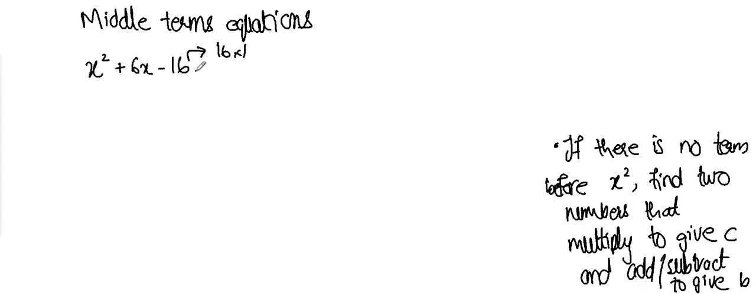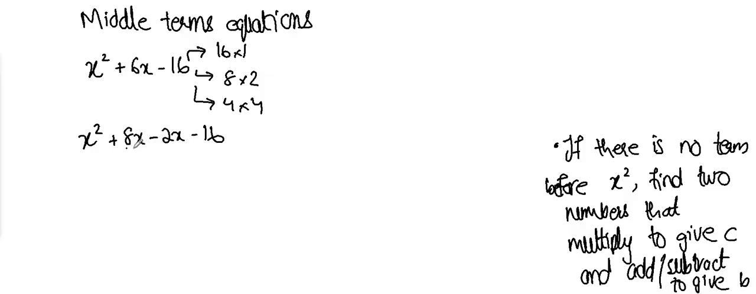16 times 1, 8 times 2, 4 times 4. Anything else? No, right? Now, out of all of these terms that I have, which one of them can be considered that if we add or subtract them, we'll get a 6? 8 and 2, right? So can I write x squared plus 6x minus 16 in the form of x squared plus 8x minus 2x minus 16? Because 8 minus 2 is 6, right? Can I? Absolutely can.